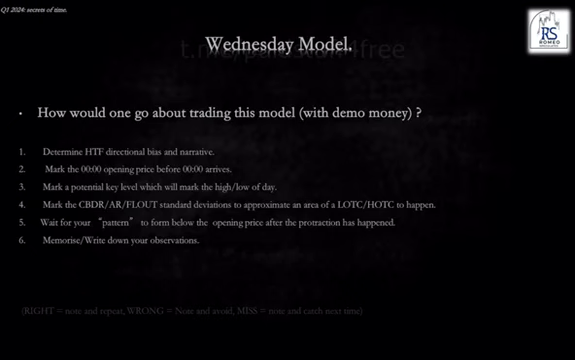Number 5 is wait for your pattern to form below the opening price after the protraction has happened. Number 6 is memorize and write down your observations. If you're right, note and repeat. If you're wrong, note and avoid. And if you miss, note and catch it next time. That is the importance of a journal. It's not some diary, right? And I don't journal much outside of my patients and my trades. I think it's a waste of time, but in trading it is an absolute must.